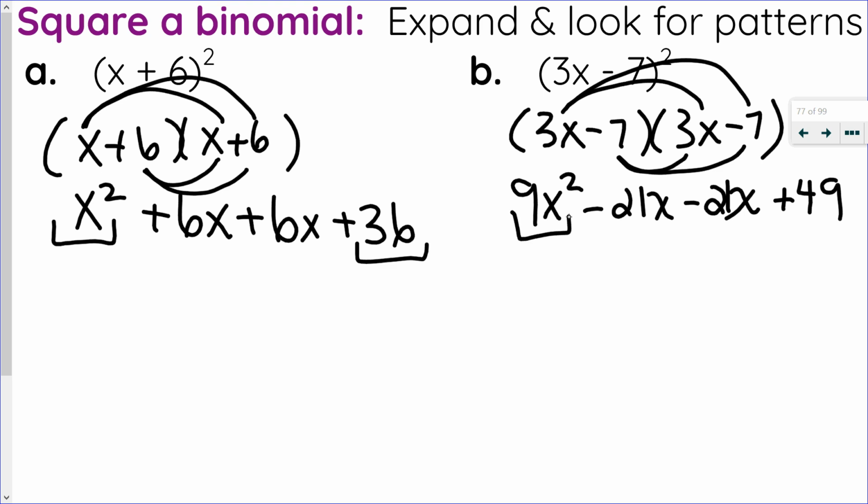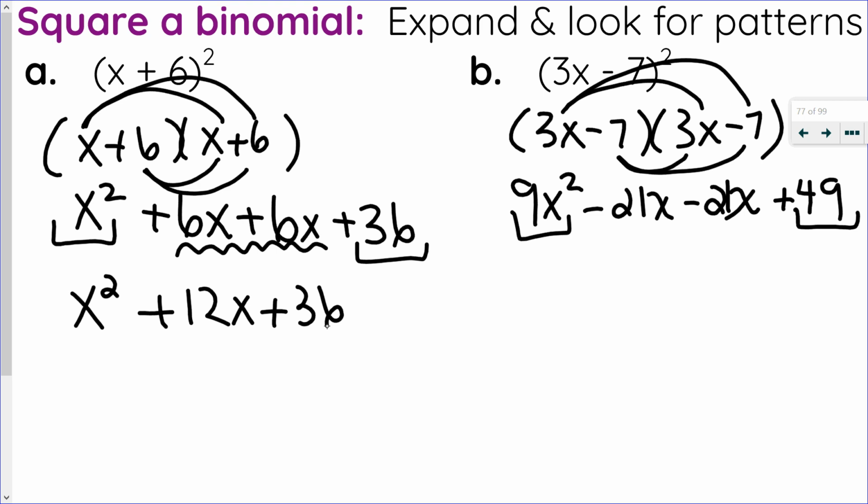Perfect squares are numbers that have two identical factors. So x times x, 6 times 6. I also notice they're both positive, the first and the last term. Then in the middle, I see that there are two identical terms. 6x and 6x is 12x plus the 36. Over here, I can see I have two identical terms, which is negative 21x twice. So combining my like terms, I end up with this.